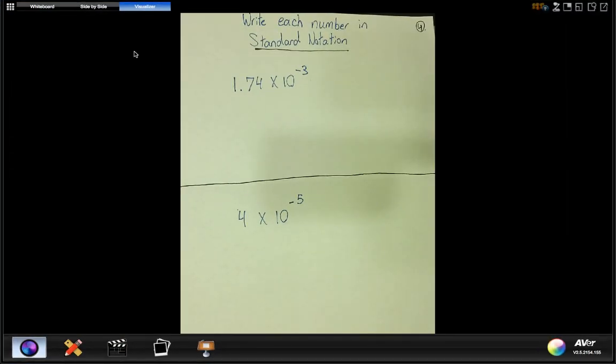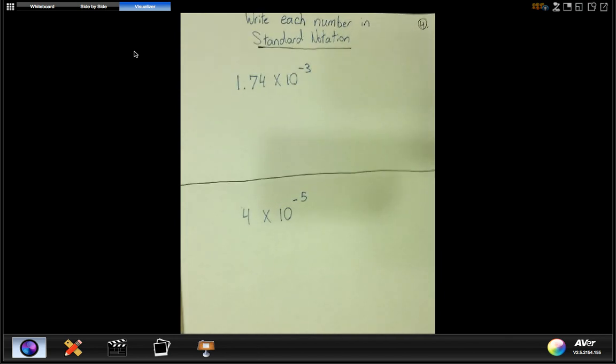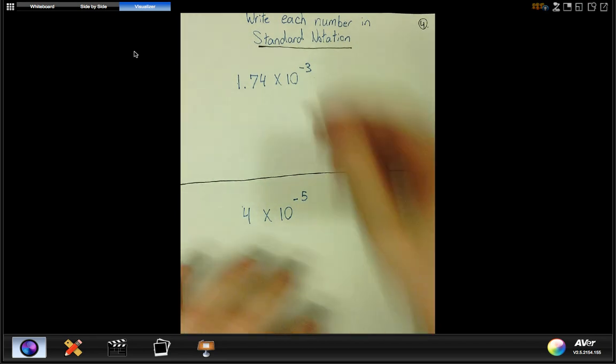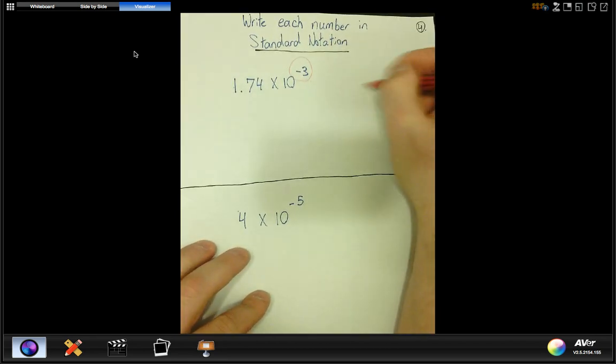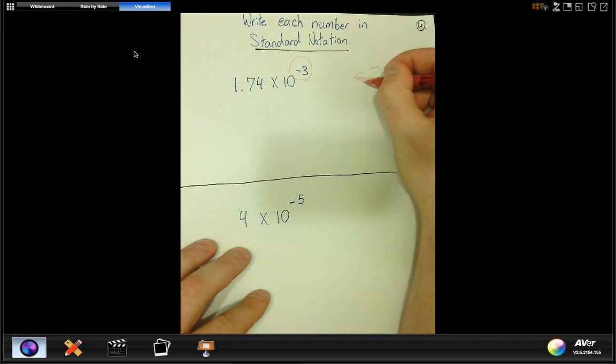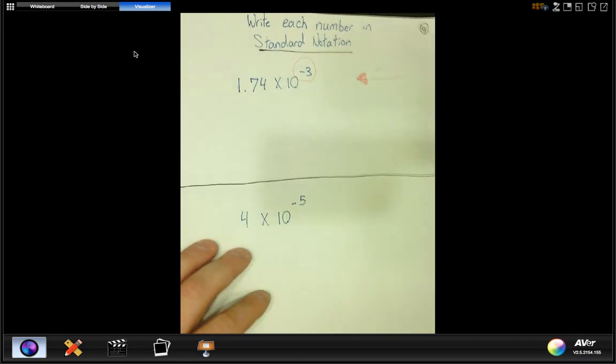Cool. So the first one I see is 1.74 times 10 to the negative third, and I have 4 times 10 to the negative fifth. So whenever I see a negative exponent, the first thing I know is I'm going to move my decimal point to the left. Right? Negative is left. That's an ugly arrow, but it gets the job done.